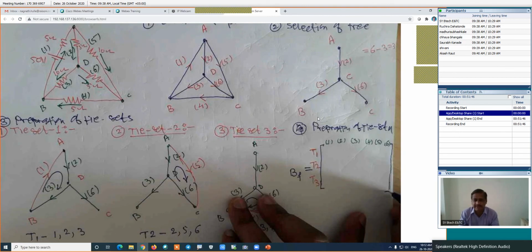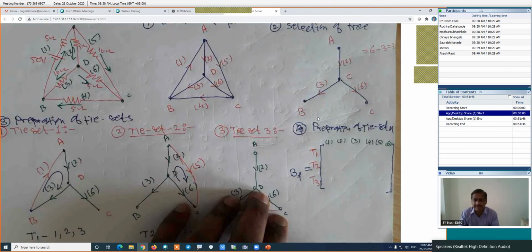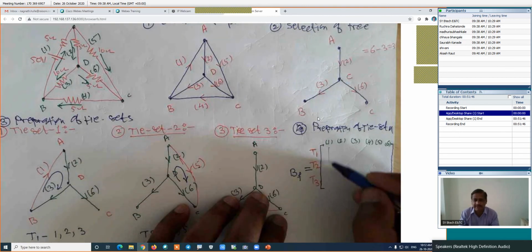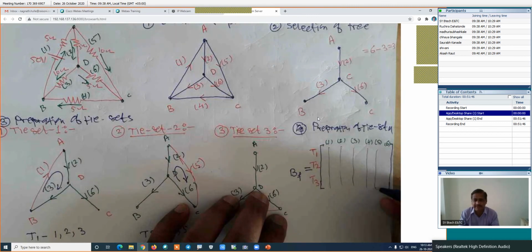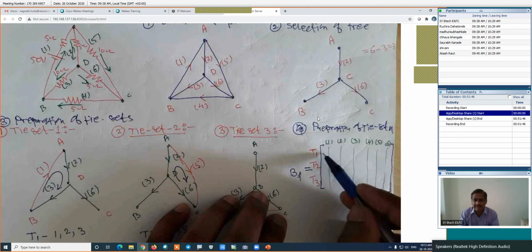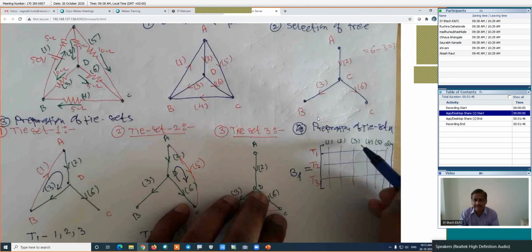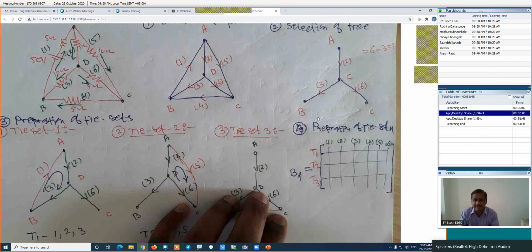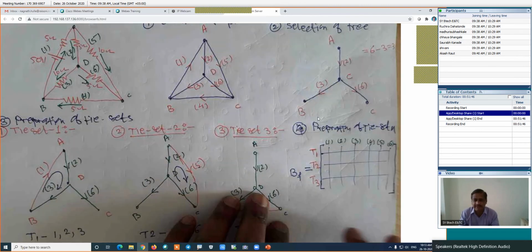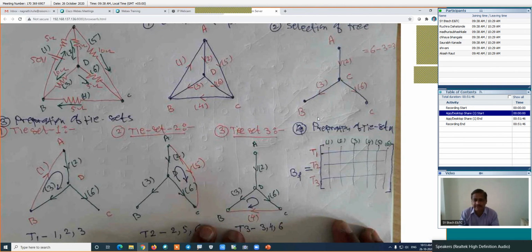Now look at how will be the entries. I will prepare the entries in this particular case, and we will make those entries here. Just I'm preparing the matrix, and then I will write here. Okay, fine. I will start with tie set number 1.